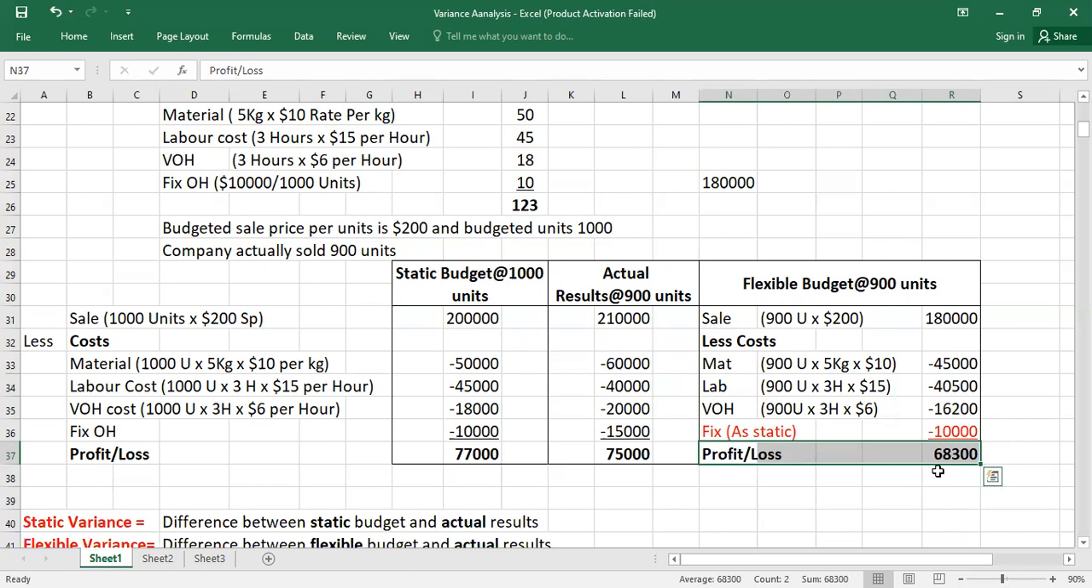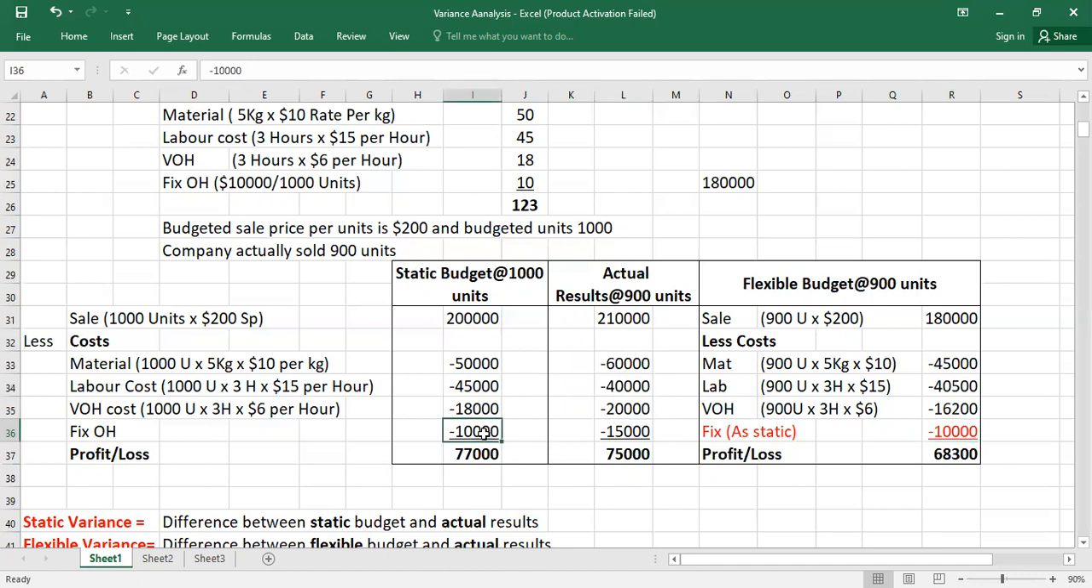I'm assuming here. So now guys, we have another column here. You can see this column is for the actual results. For example, I'm assuming, because actually we sold 900 units, and this is the data for 900 units. This is the actual sales value 210,000. We have an actual cost of material of $60,000. We also have an actual labor cost of $40,000. We have an actual cost for the variable overhead of 20,000, and an actual cost for the fixed overhead of 15,000. Here you are writing actual fixed cost, okay? But under the static or flexible budget, it will be the same value.